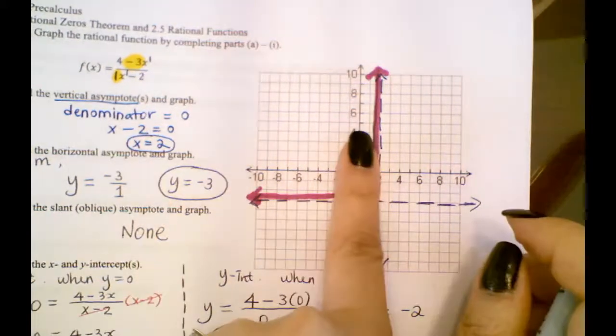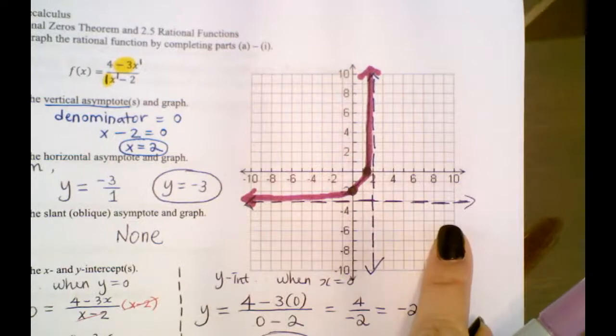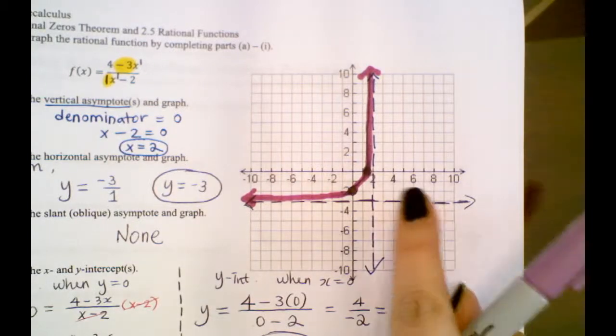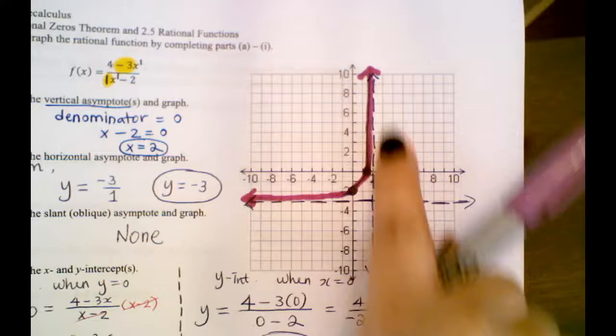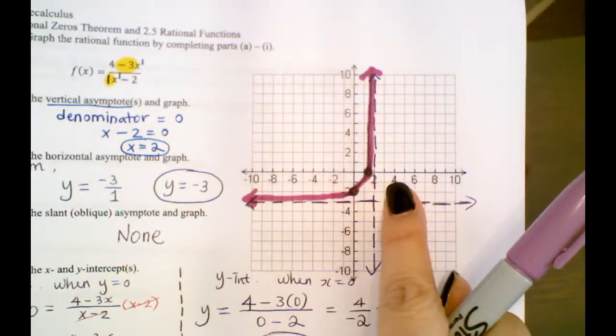Now, that's the left side of the vertical asymptote. I need another one to the right side of it. So what we're going to do is plug in some random x values that are to the right side of this line. So maybe let me plug in 4 and maybe 6, okay?